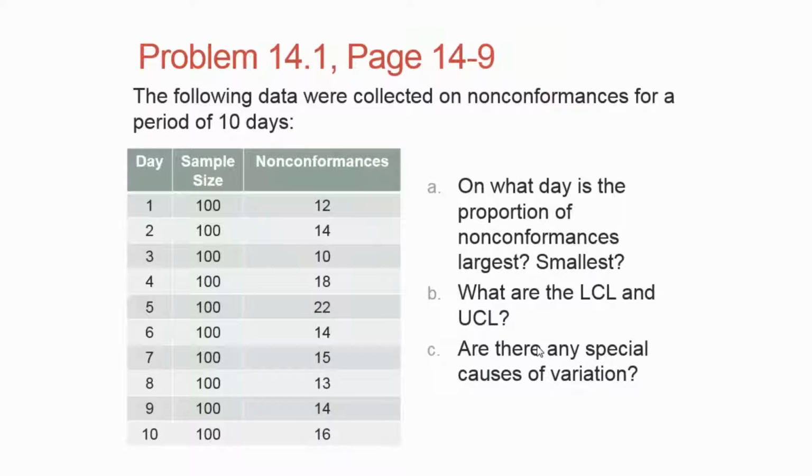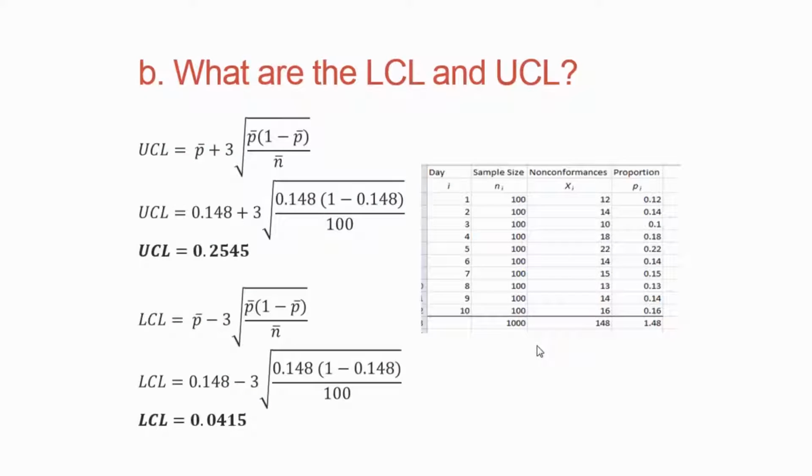Okay, then it says, what are the lower control limits and the upper control limits, and are there any special causes of variation? So here's the formula for the lower and upper control limits for this type of problem. The first thing we did over here, one of the things you could do, is just calculate the proportion, which is what this last column is. So you just take 12 over 100 to get 0.12, 14 over 100, 0.14, etc. So there are the proportions.